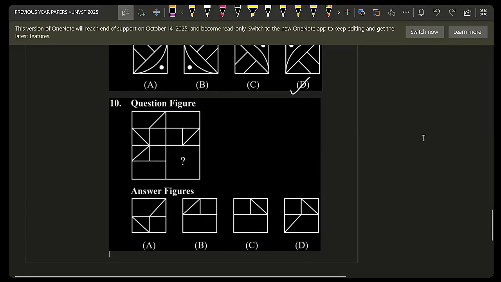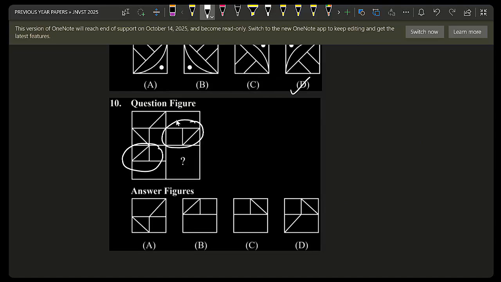10th question. You observe this part and its opposite parts. They're symmetrically placed and changing direction. If this corner is going to the left side, this corner is going to the right side. Similarly, for this, we have to identify the symmetrical part and it is going to be left to right. So the best option we have to choose is option D. So D is left to right placed and symmetrical.